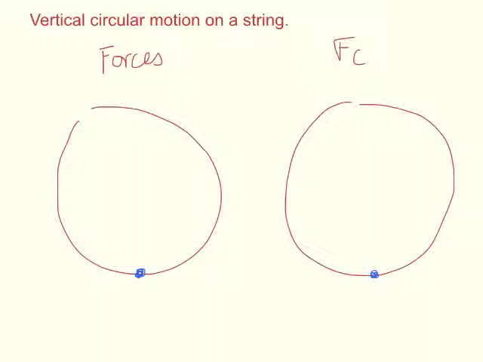All right, so at the very bottom, we are going to have force of gravity going down. And then if you think about a string, force of tension is going to go up. The string is always going to be right here at the center of the circle, so the string always has to point towards the center, or the force of tension will always point towards the center. Your Fc will always point towards the center. So Fc is going to be equal to your Ft minus Fg at the bottom.